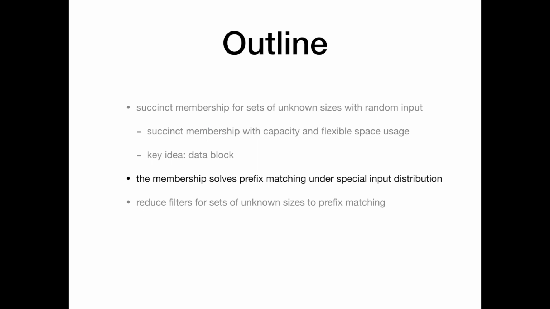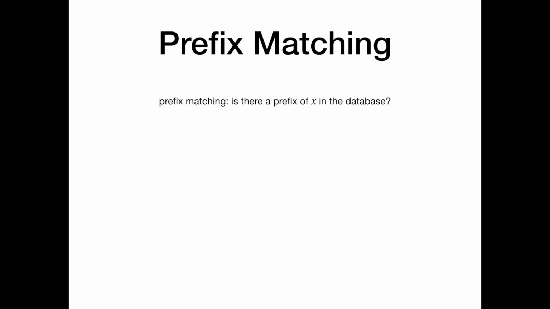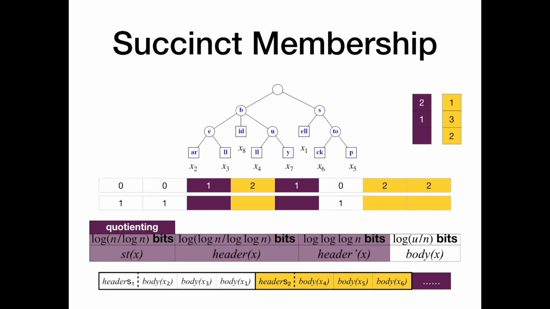We show that the membership data structure solves prefix matching under spatial input distribution. The database of prefix matching is a set of strings. Given a query X, we are required to answer if there is a prefix of X in the database. Review our data structure. The way we encode the data block requires that the data points should be long enough, at least log m bits.